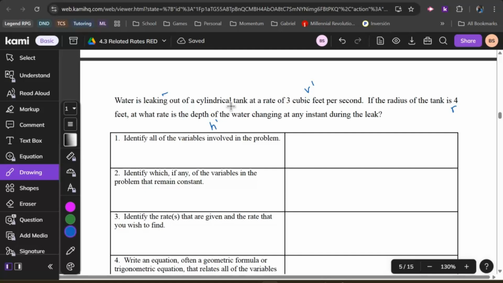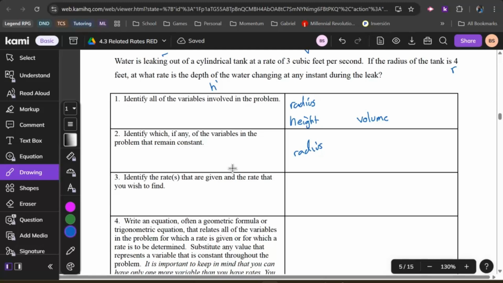Okay, so we've got radius. We've got height. We've got volume. And this time the radius isn't going to change. The radius is just 4, always in a cylinder. It's not ever going to change. Identify the rates. Well, we have that V prime was negative 3 cubic feet per second, so feet cubed per second. And we're supposed to find h prime, which is going to be in feet per second.